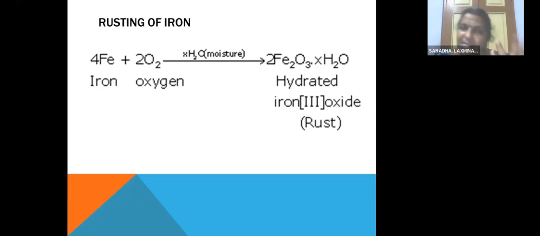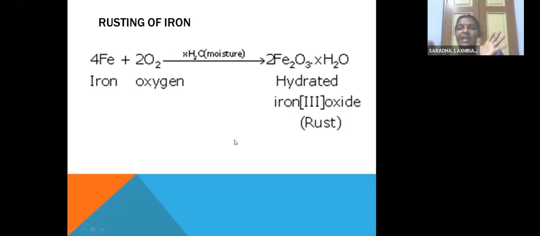That can be insisted on because they don't know much about balancing. You can even give this as a word equation: iron combines with oxygen to form iron(III) oxide. That is enough for their level. But when you are teaching them balancing, this equation has to be practiced. Right, teachers? Shall I proceed?